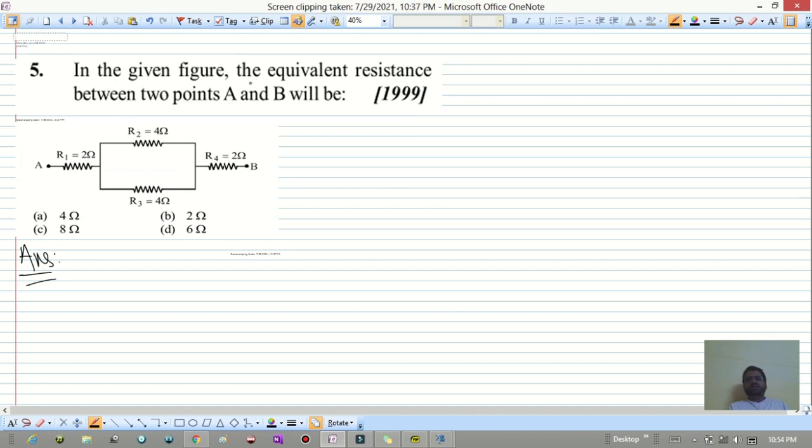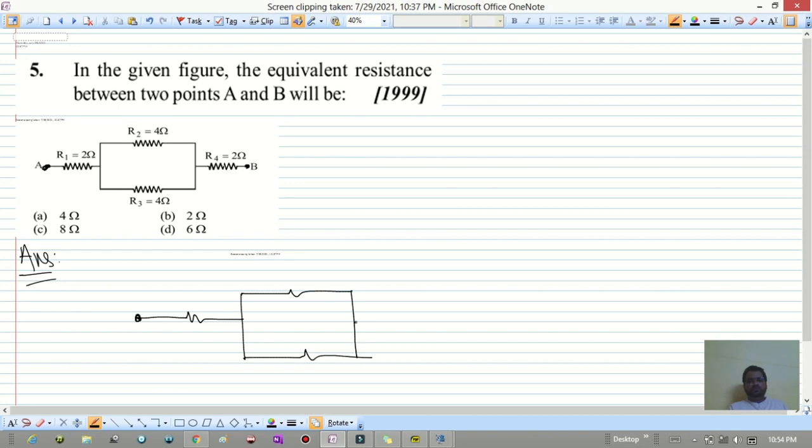Fifth one: in the given figure, the equivalent resistance between two points A and B will be. So over here we want the equivalent resistance between A and B. I'll just draw the circuit over here. This is 2 ohm, this is 4 ohm, this is 4 ohm, and this is 2 ohm. This is A. This is B.